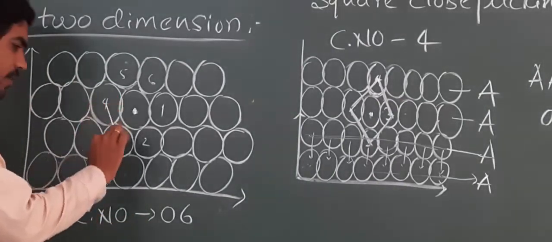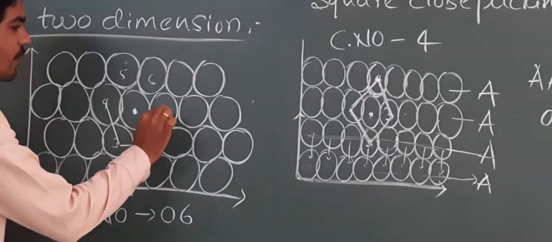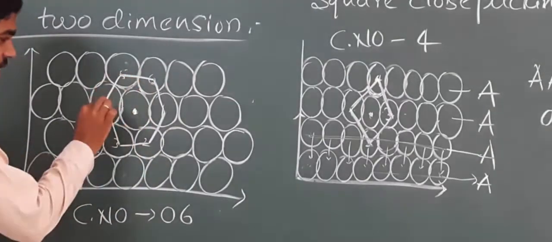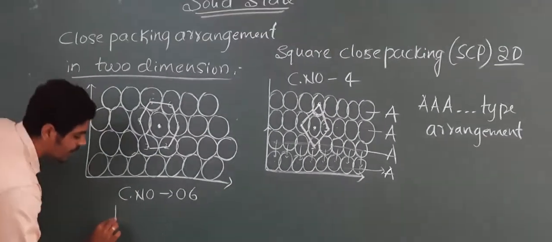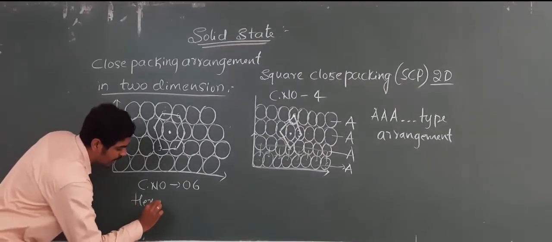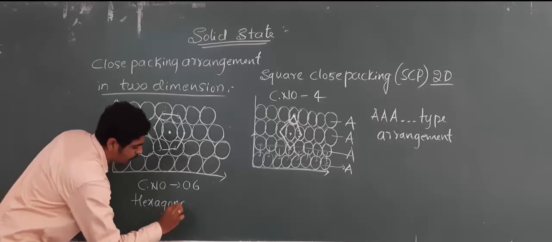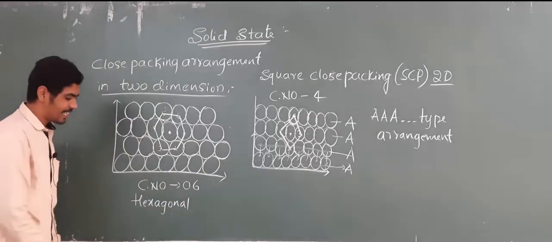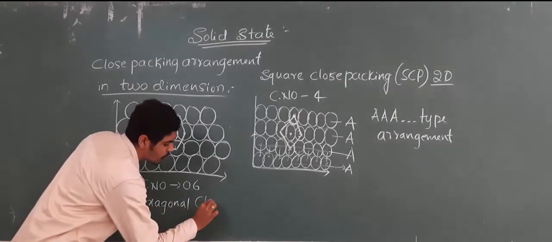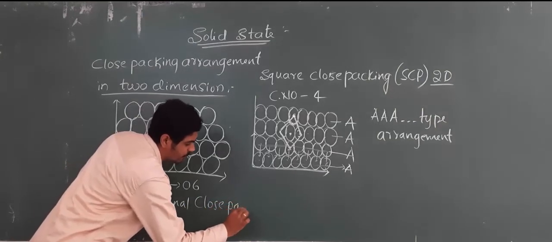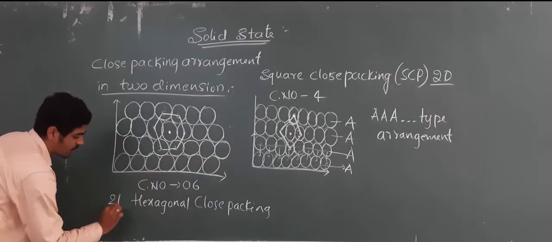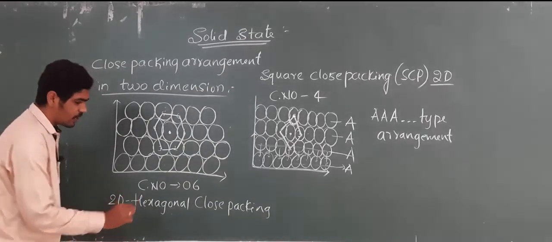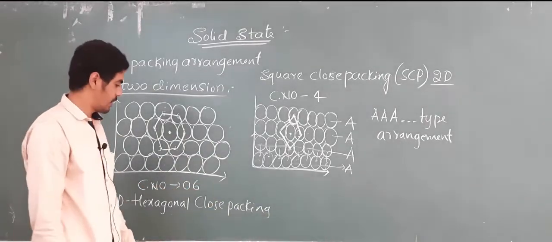And if I join the centers of these neighboring atoms, what will I get? I will get a hexagon, and hence that type of close packing arrangement is said to be hexagonal close packing arrangement. How many dimensions? 2 dimensions. 2-dimensional hexagonal close packing arrangement.